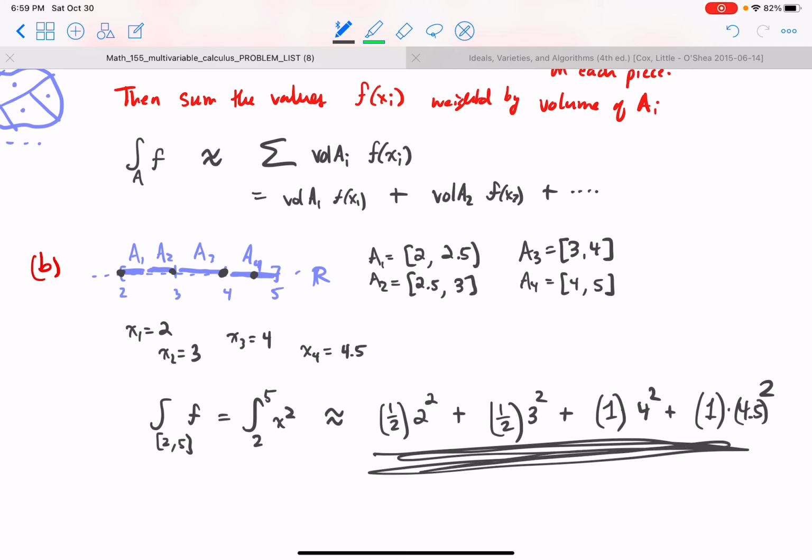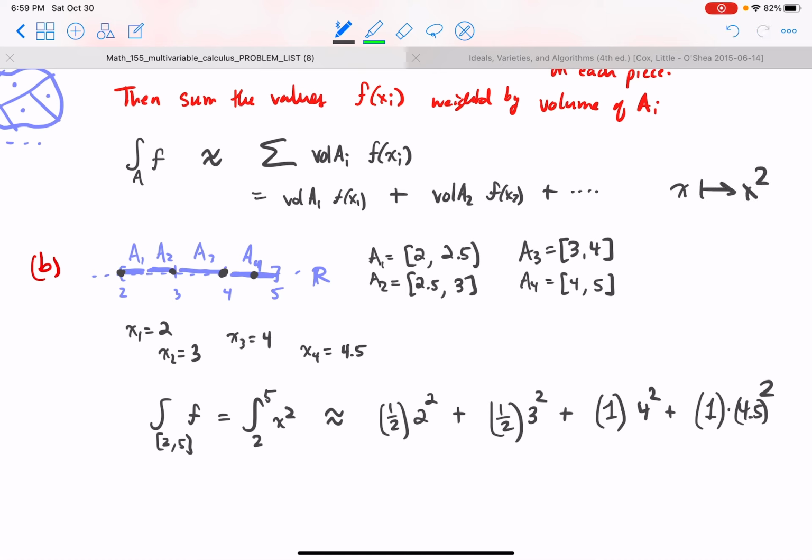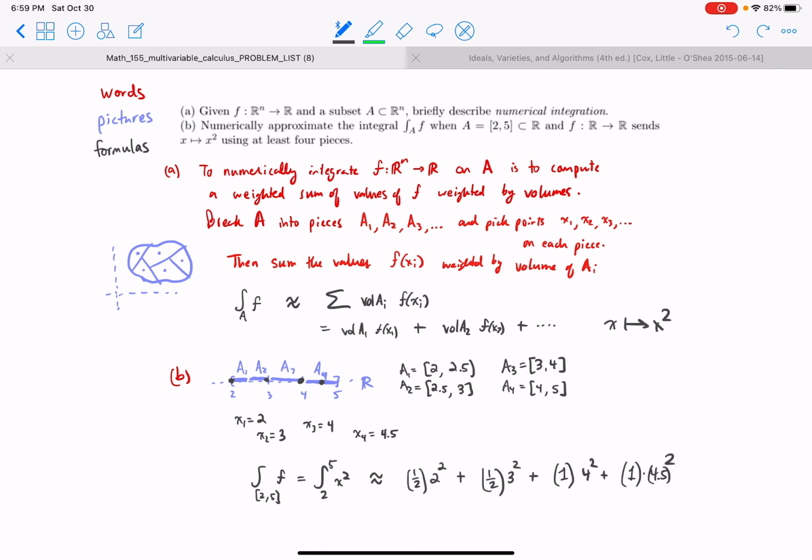Some number. I add up the values of the function. You know, the function was x goes to x squared. That was the function. So I take each of these points and I square them, and then I add them up, but with weights by the volume of each piece. Okay. That's it.